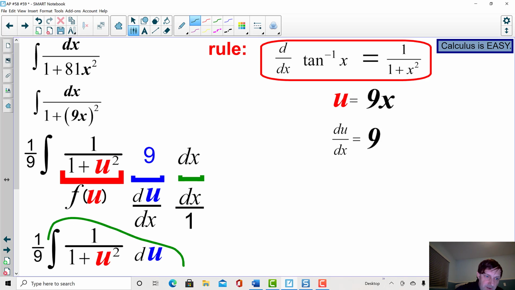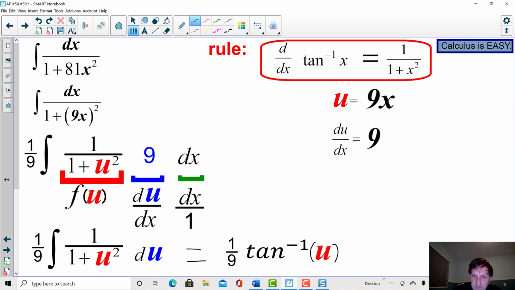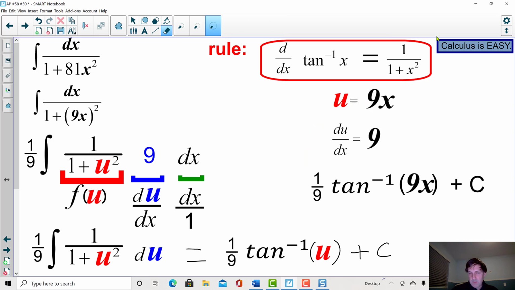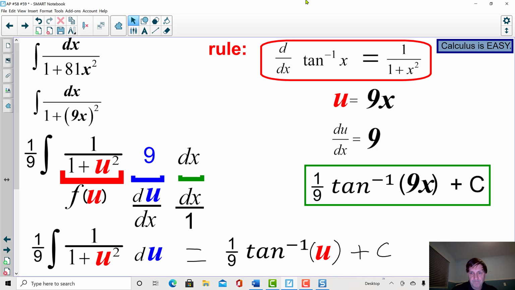Now this integral here is just going to give us tangent inverse of u. And don't forget the 1/9 in front. Don't forget the plus c. And don't forget that your u was equal to 9x. And that's it. That's the final answer. Let's put a box around it, and we're done.